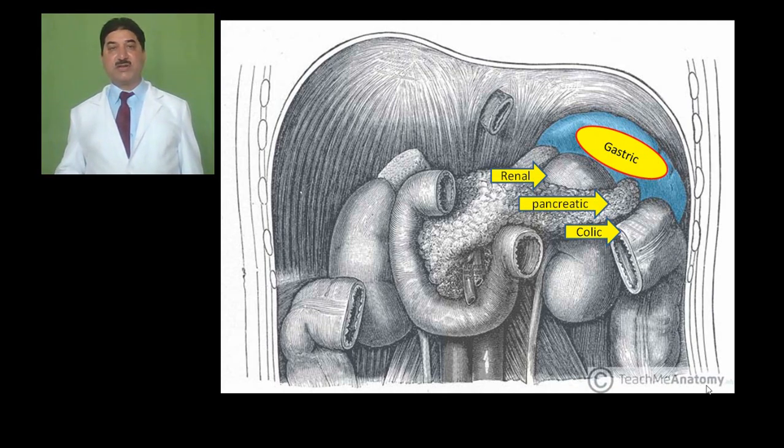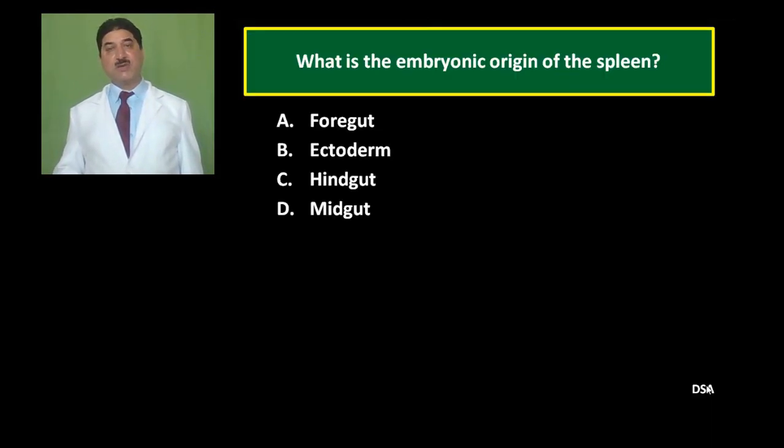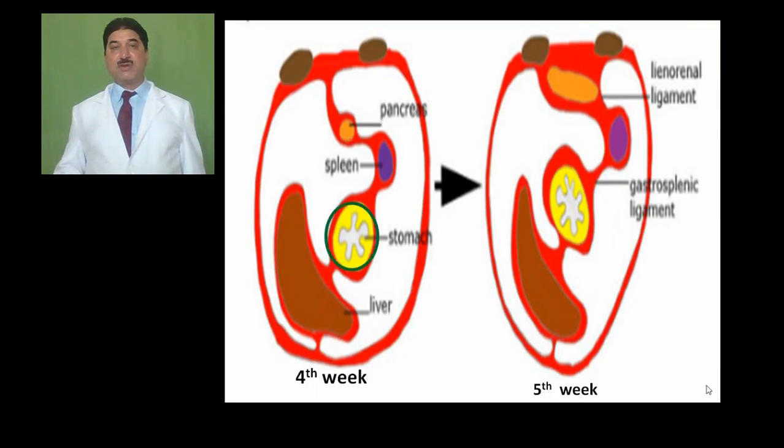Which is the embryonic origin of spleen? Foregut, ectoderm, hindgut, midgut. Spleen develops in the dorsal mesogastrium. So the embryonic origin is foregut. In this diagram, you can see the stomach in the mesogastrium. Posterior to it is the dorsal mesogastrium.